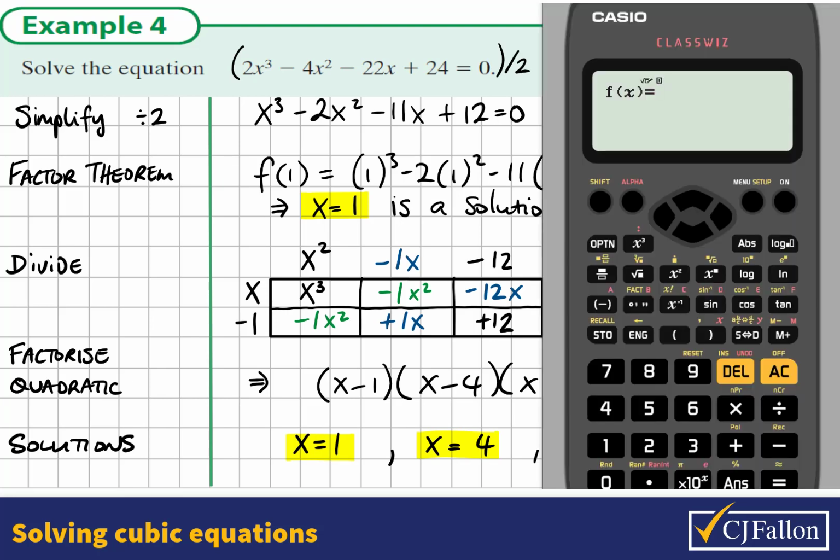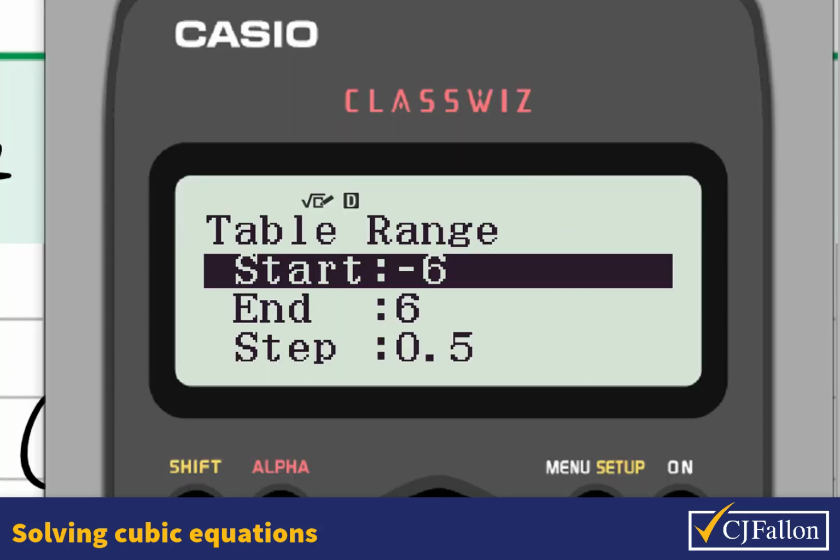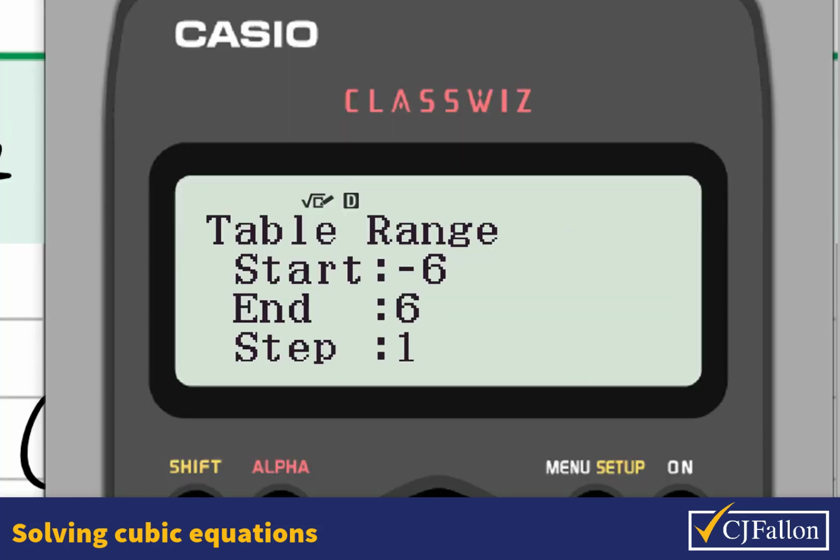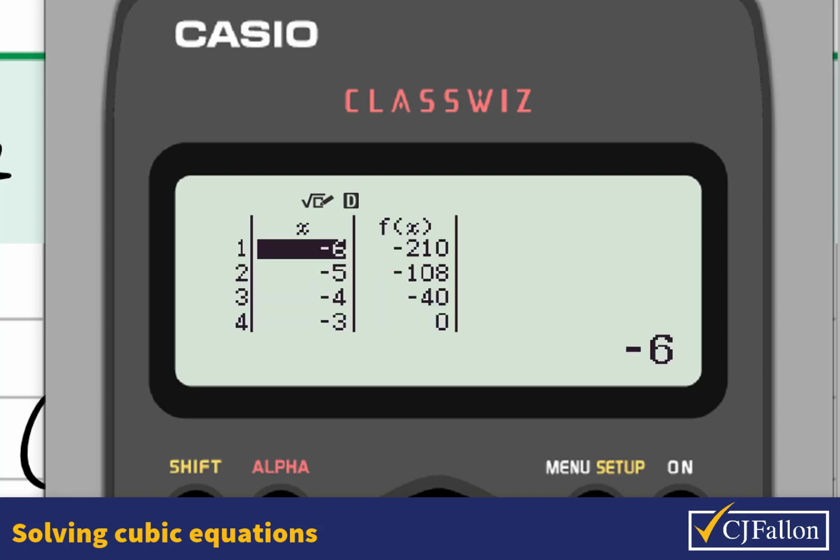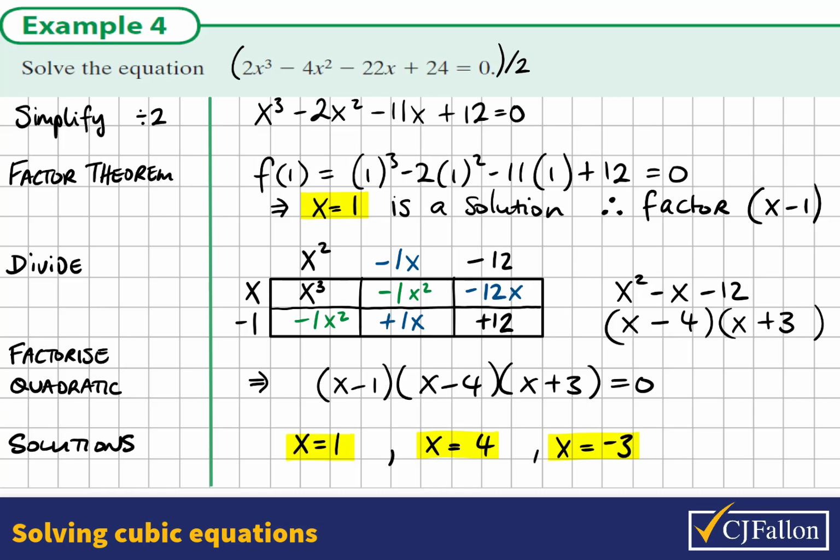We could have used a calculator to help us do this. So using the calculator and the table function on the Casio, if we enter in the cubic expression, x cubed minus 2x squared minus 11x plus 12, we start maybe at negative 6, go up to 6, and go in steps of 1. And we're looking for inputs that give an output of 0. We see negative 3, 1, and 4. So we see we get the same 3 answers we have here. So the calculator could have given us these answers straight away, although the calculator may not always work if the solutions are more awkward.